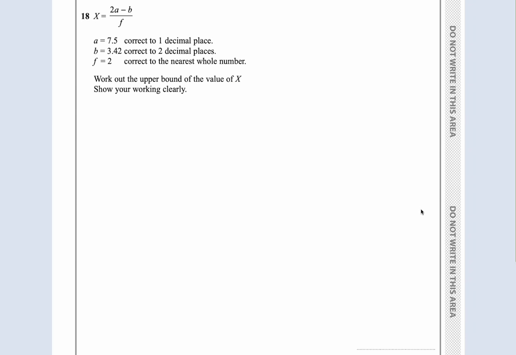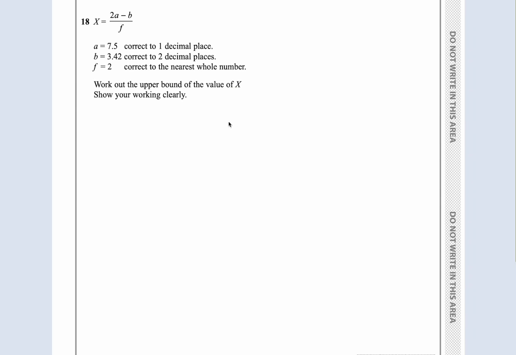Question 18. X is this. A, B, and F have been rounded. Fine. Work out an upper bound for X. Right. So, guys, you may be used to how I do these now. I want the upper bound for X. So I want to make X big.